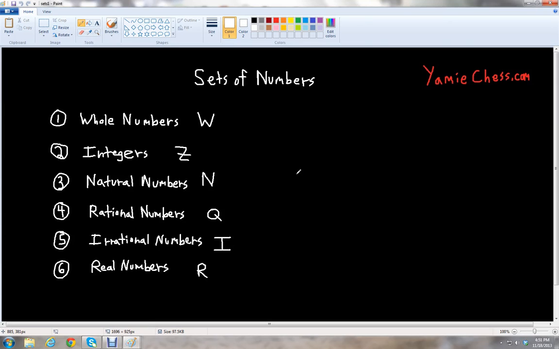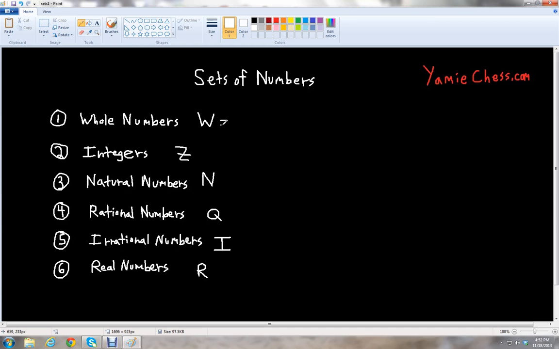Yamie Chess is the math learning aid based on classic chess that helps students in math and science education for school. In this lesson, we will learn about 6 different sets of numbers, of how to classify numbers into their sets. The first set that we will look at is called the whole numbers. And we'll use the letter W to represent the set of whole numbers.